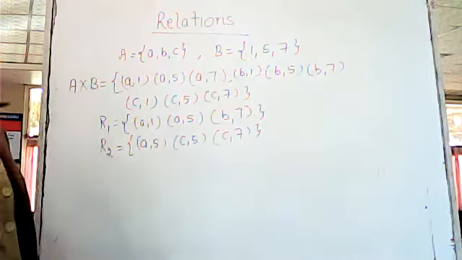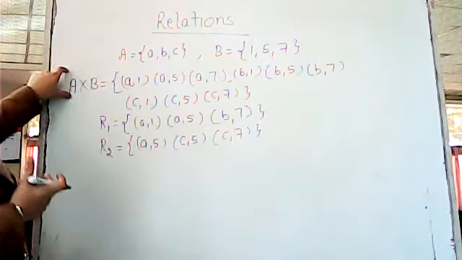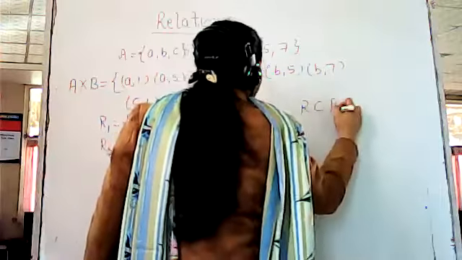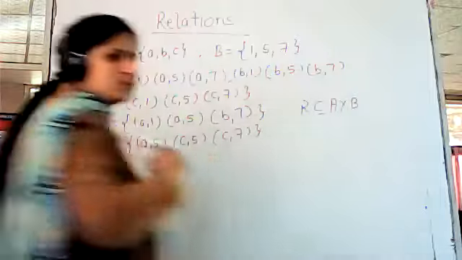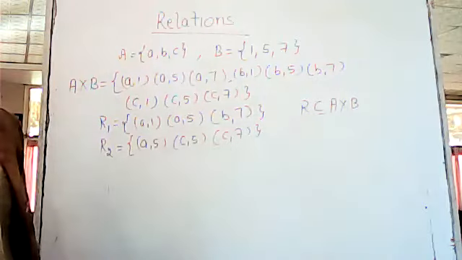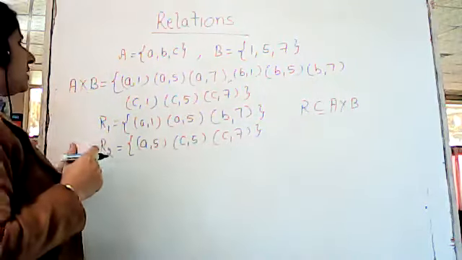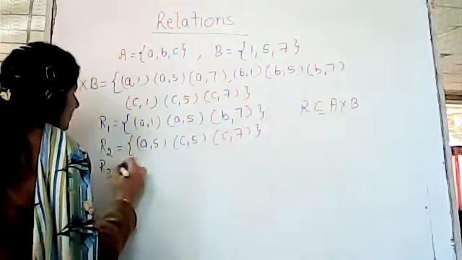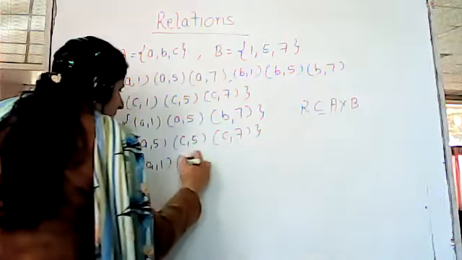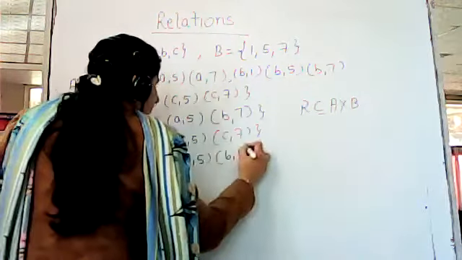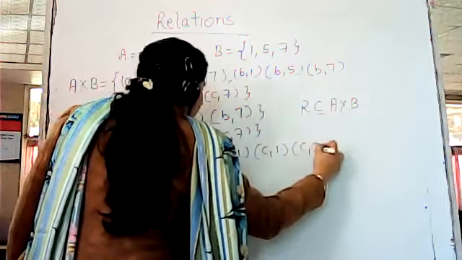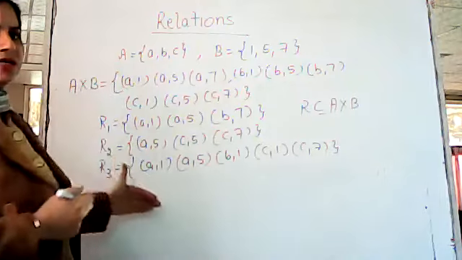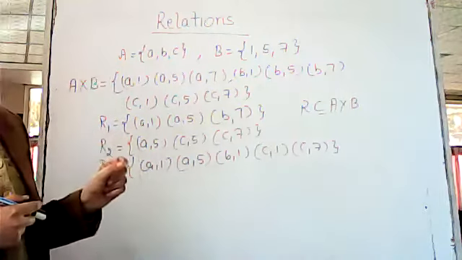We can define different relations from A cross B, but what is the condition? A relation must always be a subset of A cross B. It means it is possible that we can have many relations for given two sets. For example, the third relation is (A, 1), (A, 5), (B, 1), (C, 1) and (C, 7). Like this, you can introduce many relations, but only one condition we have to remember.